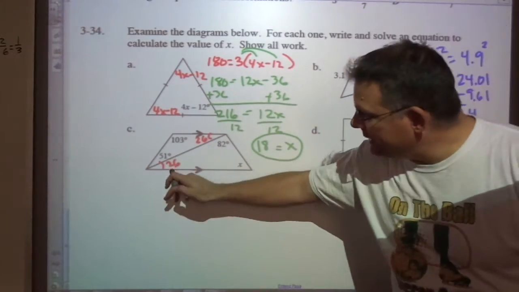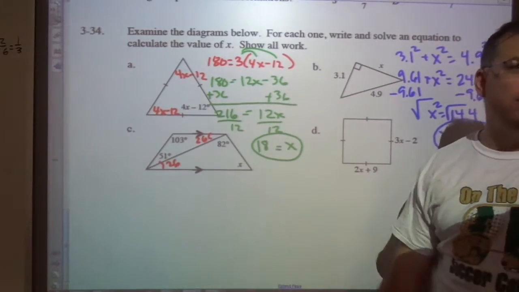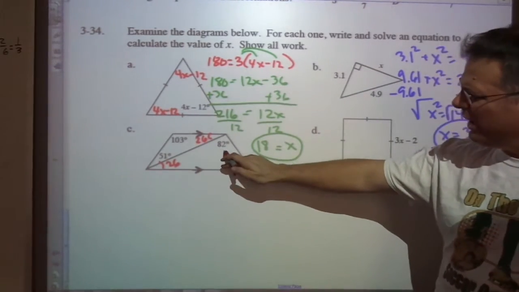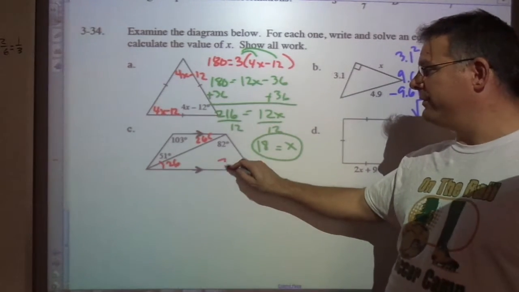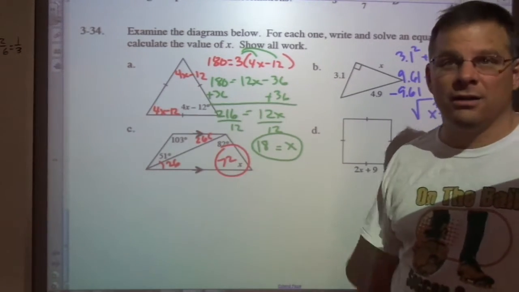And now I can do 26 plus 82 plus something to be 180. That makes 108. So 180 minus 108 is 72. That's what x is there.